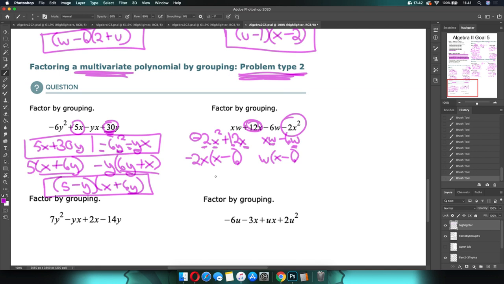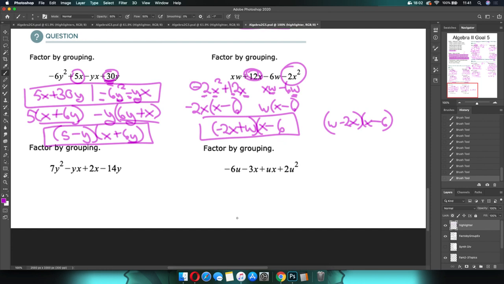All right, so what do we have? We have negative 2x plus w, and then x minus 6. Or if you really want to live dangerously, we can do w minus 2x, parentheses, x minus 6. The computer will label them as right because, again, commutative property of addition.